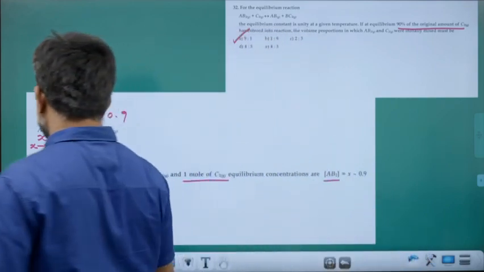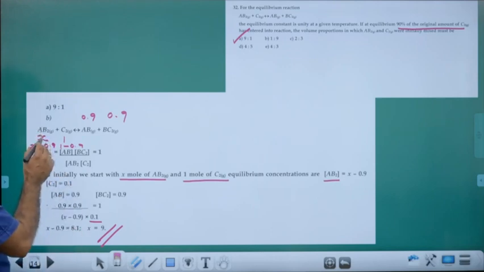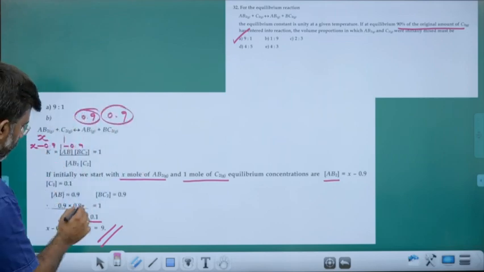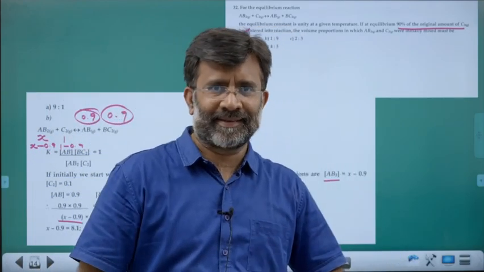To repeat, we take this initial quantity X and this initial quantity 1, and now 90% of this has undergone reaction. That means 0.9 has undergone reaction. Now the reaction is 1 mole, 1 mole, 1 mole, 1 mole. So at equilibrium this will be 1 minus 0.9, that is 0.1, and this will be X minus 0.9. Since 0.9 is reacting, these will be 0.9 and 0.9. So you can get X. That's it. Okay, right? Next question.